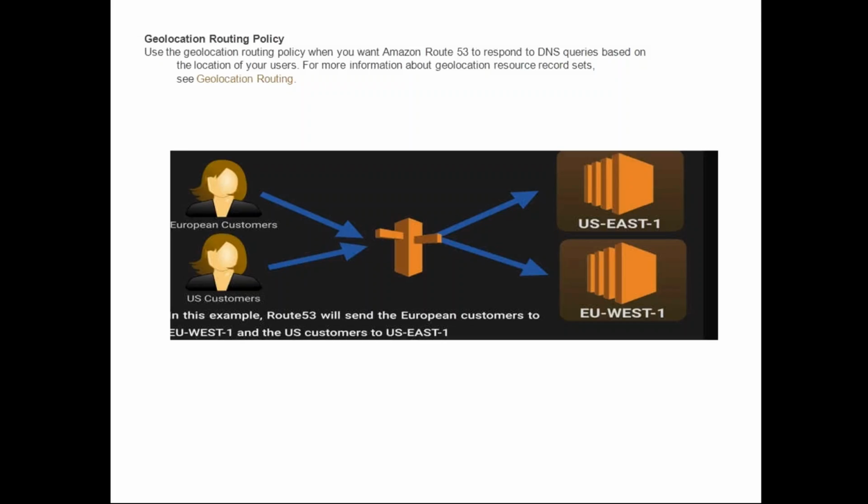They should not bother about where the server resides. But when a European customer from Europe goes to example.com, it is going to EU West 1. And when a US customer goes to example.com, it's going to US East 1. So it's a geolocation routing policy. According to your client location, you are getting results from the nearest data center.